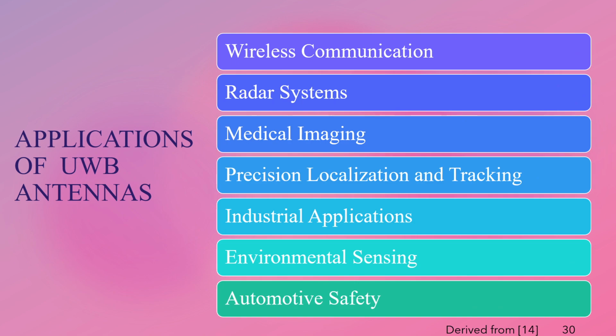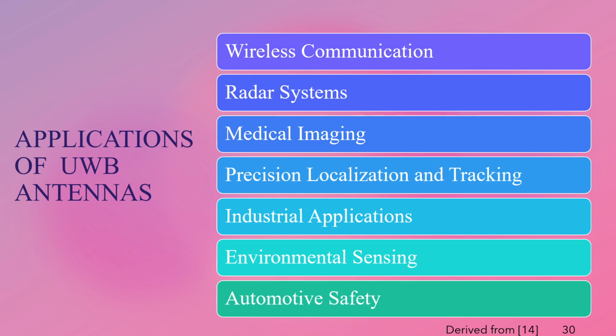Radar systems: UWB antennas are well suited for radar applications, including ground penetrating radar (GPR), automotive radar, and through-wall imaging. UWB radar provides high-resolution imaging and accurate target detection even in cluttered environments. For medical imaging, UWB antennas are used in applications like breast cancer detection and microwave imaging. UWB signals can penetrate biological tissues effectively, providing high-resolution images without harmful ionizing radiation.